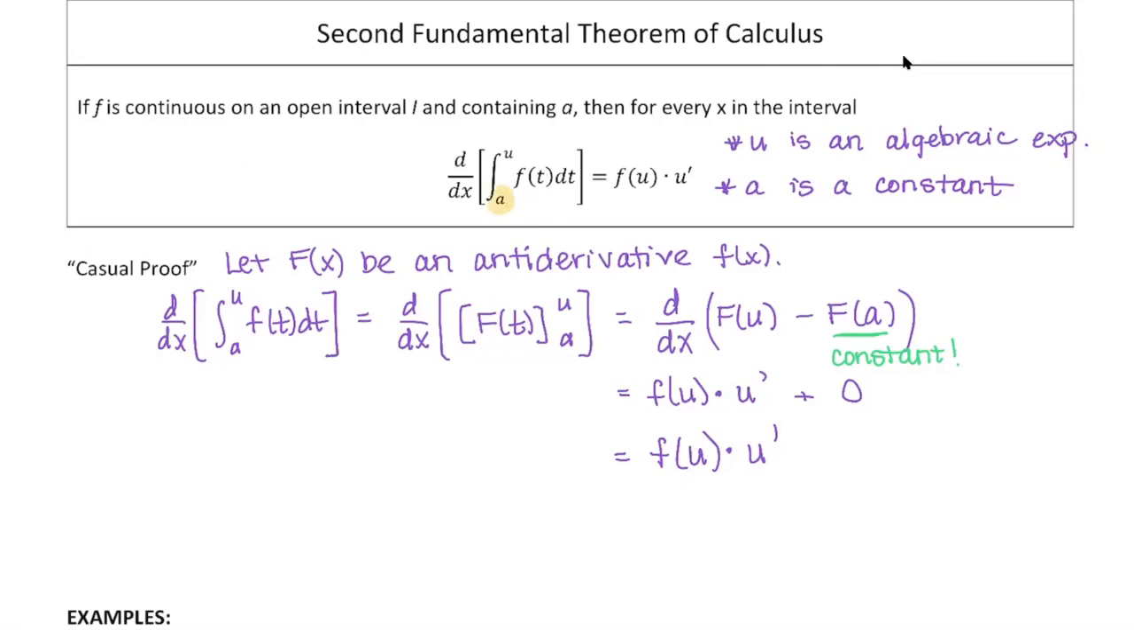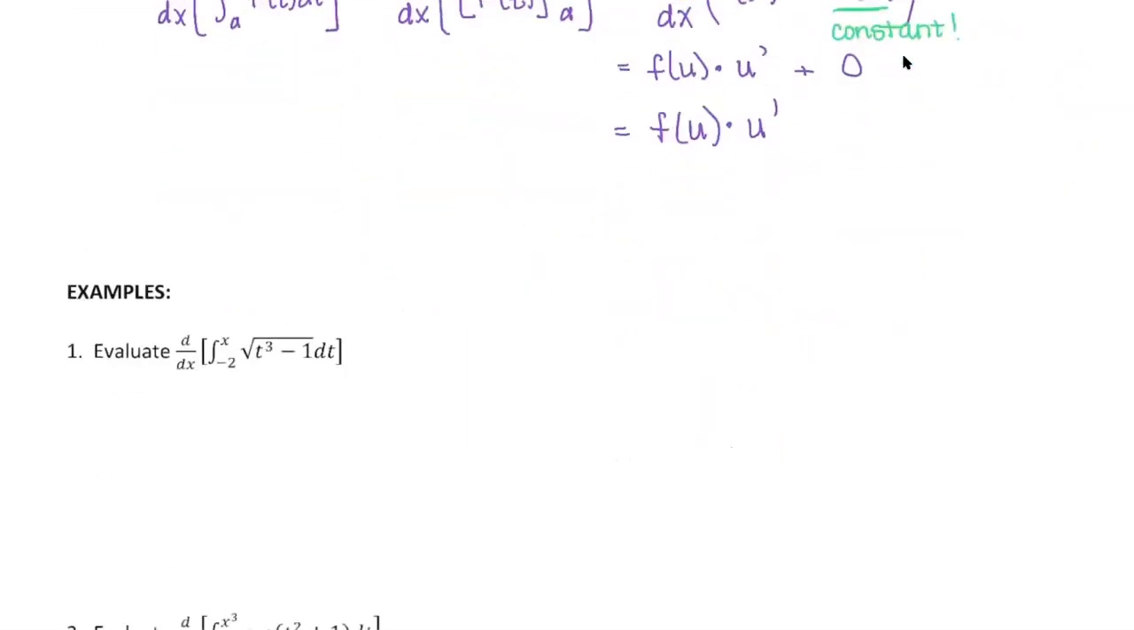Again, really important here is that the bottom limit is a constant. It doesn't work if it's a variable. So we might have to flip our integral, or we might have to split it apart. So here's a few examples.